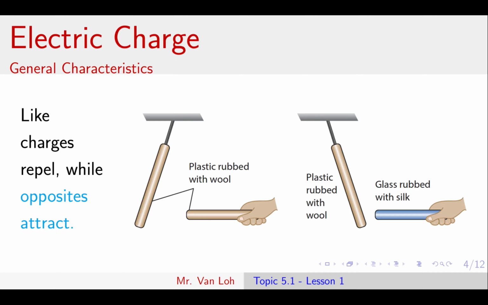So you have a couple of examples here in the diagram. We have plastic rubbed with wool, and glass rubbed with silk. And you can see that in our first example on the left, both objects have the same charge and therefore repel. And in the example on the right, those objects will have opposite charges.